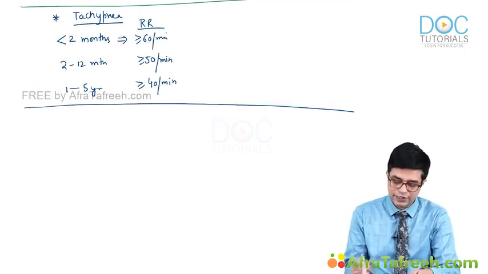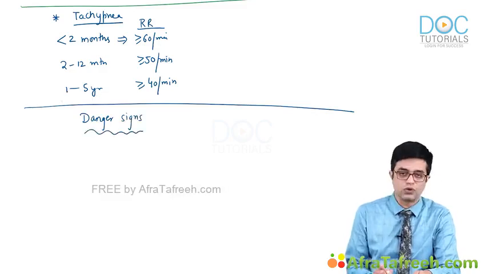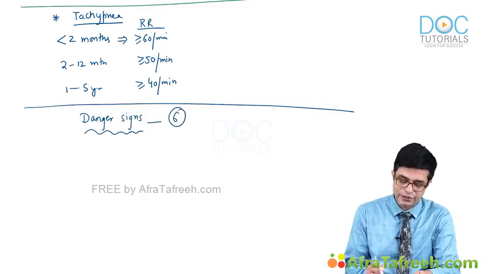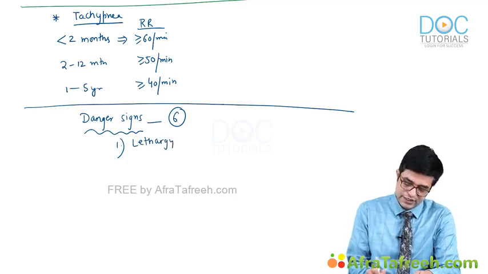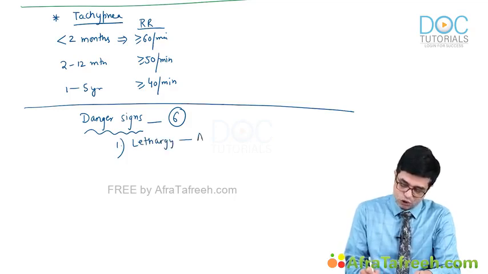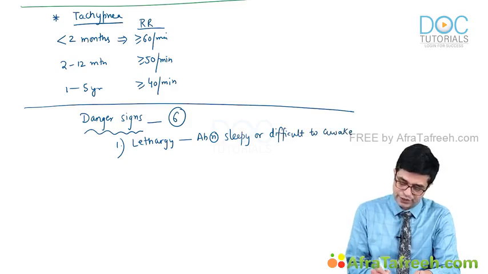After talking about tachypnea, we talked about danger signs. So, what are the danger signs? Danger signs according to the IMCI protocol: there are 6 danger signs that you need to remember. The first danger sign is lethargy. Lethargy is defined as abnormally sleepy or difficult to awake.